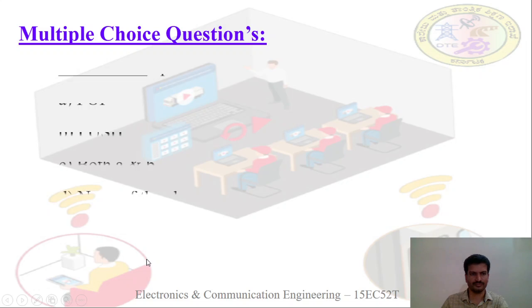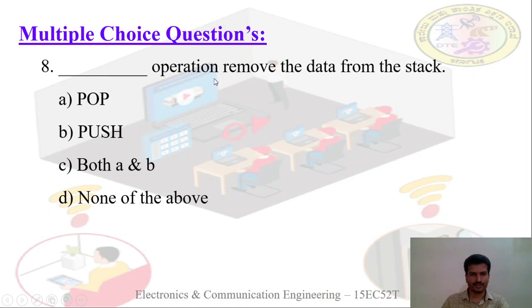So next question. Dash operation removes the data from the stack. A. pop, B. push, C. both A and B, D. none of the above. So which operation? The answer is A. Yes, the pop operation removes the data from the stack. So it retrieves or removes the data from the stack. So next question.